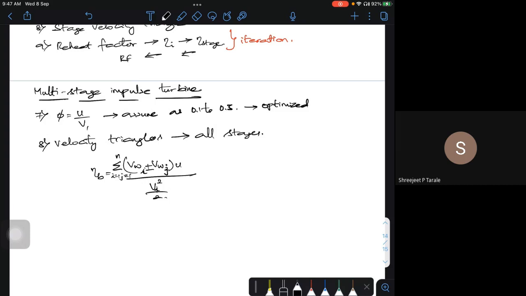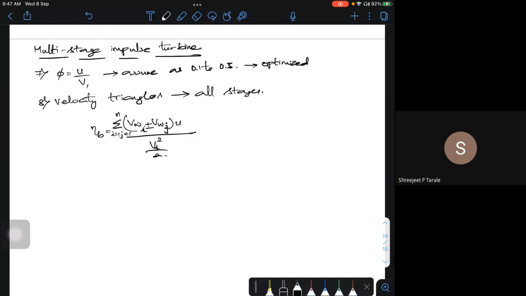Now once you calculate this blade efficiency, I will come back and calculate my internal efficiency, which is your blade efficiency minus losses incurred.